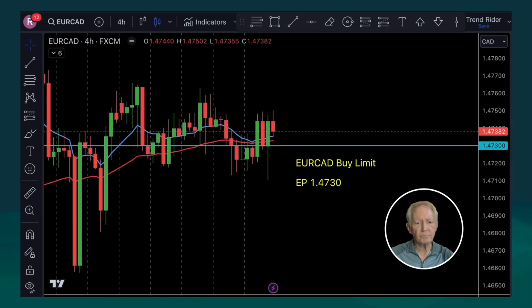2.0855. And then the EUR/CAD, although it did go sideways mostly during the week, we did have good profit on that last week. I have a buy limit on that one with the entry price at 1.4730.